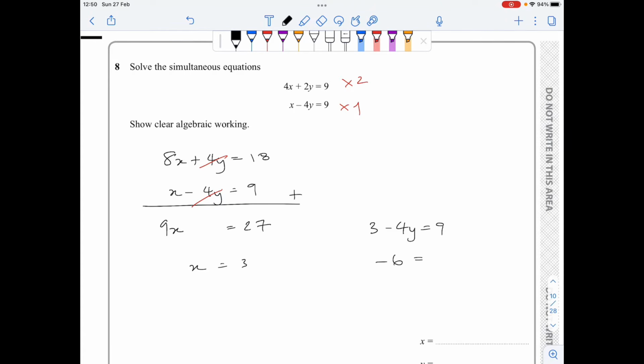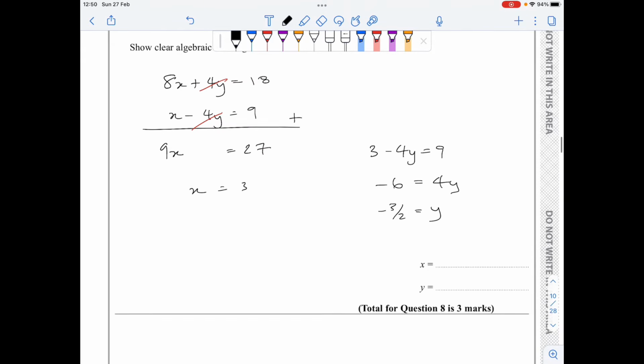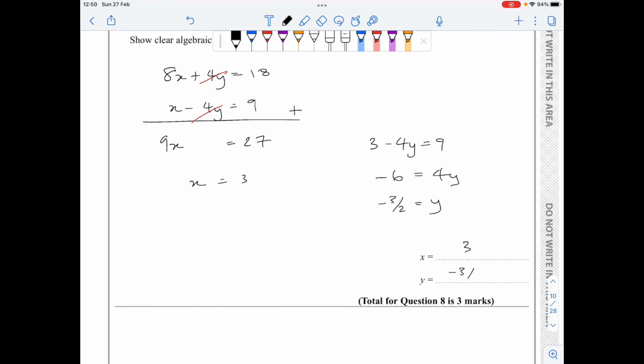So minus 6 is 4y. Y comes out to be minus 3 over 2. So 3 and minus 3 over 2 is the solution of these simultaneous equations.